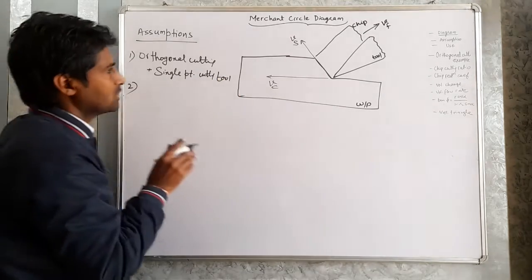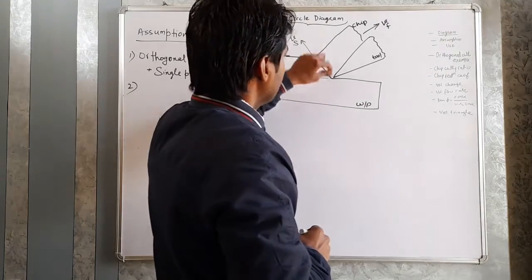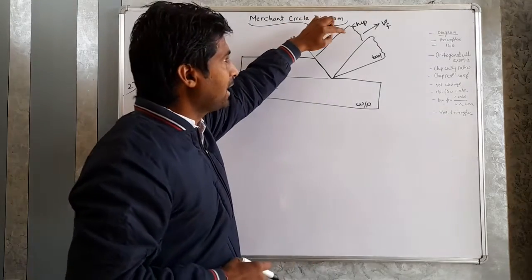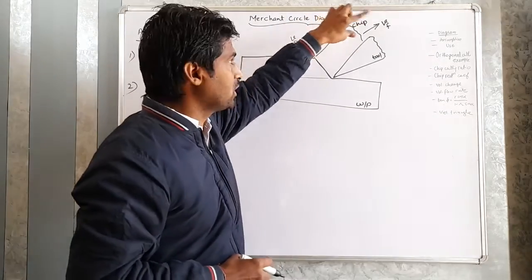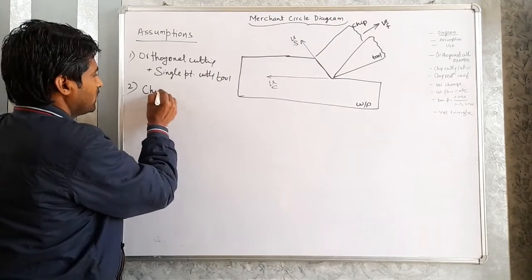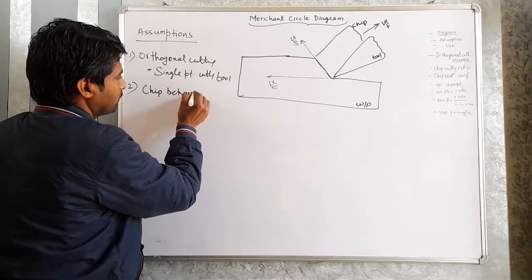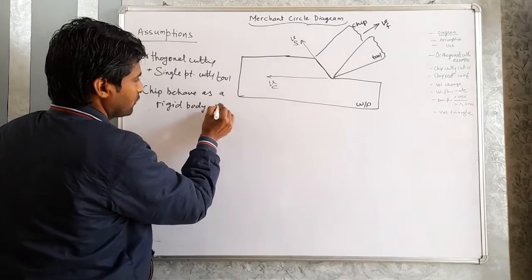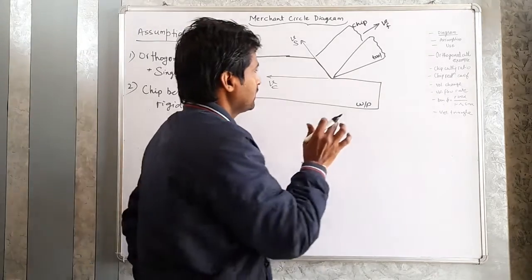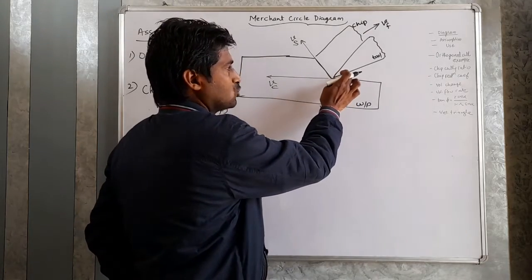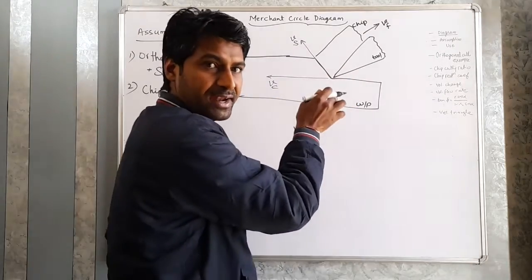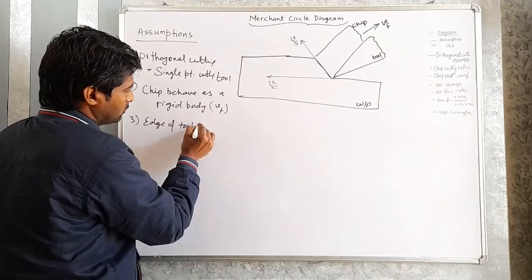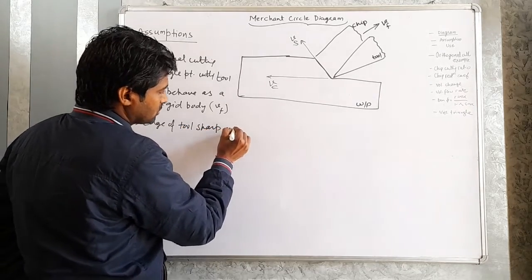The next assumption is that the chip behaves as a rigid body and it is flowing with uniform velocity vf. Okay, next, the edge of the tool is perfectly sharp and straight.